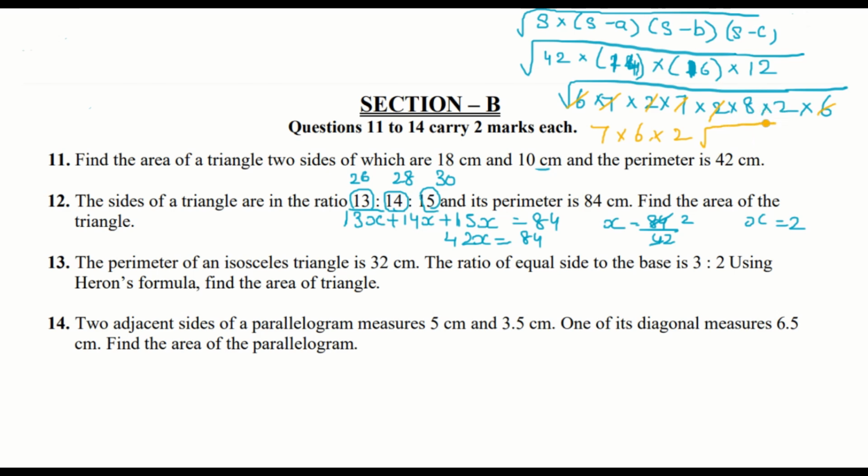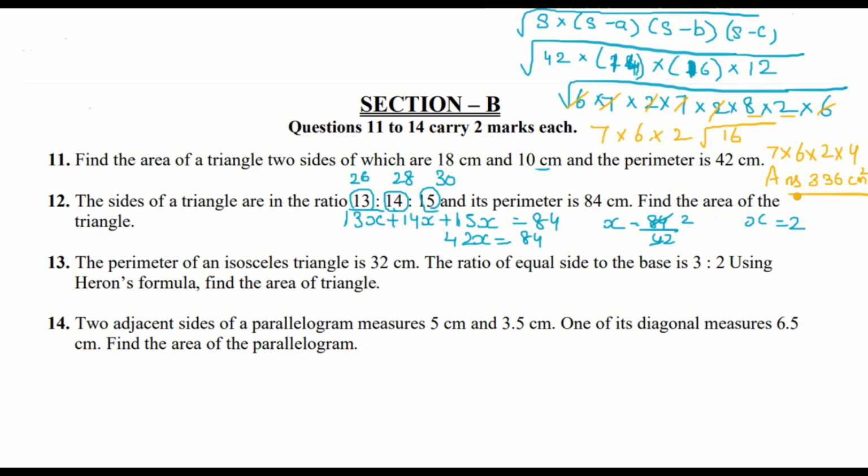For this 8 and 2 there is no pair, so let's multiply. 8 2s are 16, and the square root of 16 is 4, so we can remove this 16 from the square root symbol. Square root of 16 is 4. Then multiply everything: 7 6s are 42, 42 2s are 84, and 84 4s are 336 centimeter square.